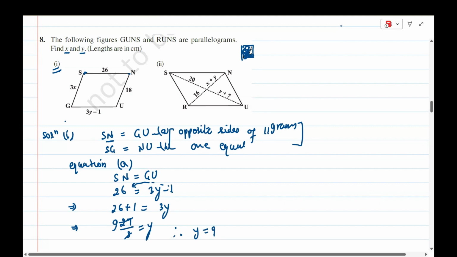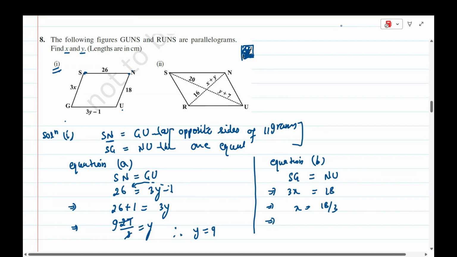Correct? Now, another equation. Take equation B. Equation B, what does it say? It says SG is equal to NU. What is SG? See the figure. SG is 3x. What is NU? See the figure. It is 18. Now, from here to calculate x, we need to transfer 3, which will go for division. So x is 6.